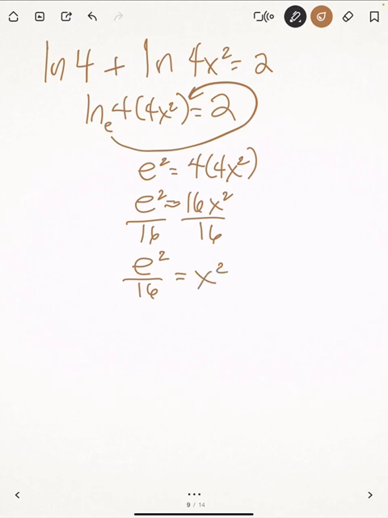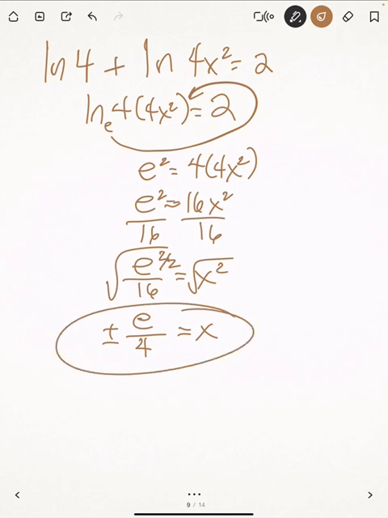Just like on the previous problem, whenever we have a squared term, we do the inverse, so we find the square root of both sides. Remember, we divide any exponents by 2, so we wind up with e on the top, and the square root of 16 is 4, and that equals x. Our final answer has to have a plus and minus because we found the square root. And that's how we complete a natural log equation.